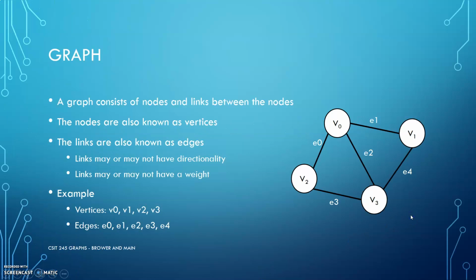So, graphs. A graph consists of nodes and edges, also known as links, or links also known as edges, and they're grouped together.